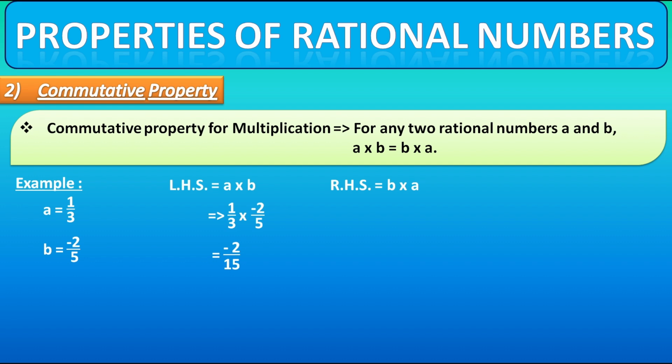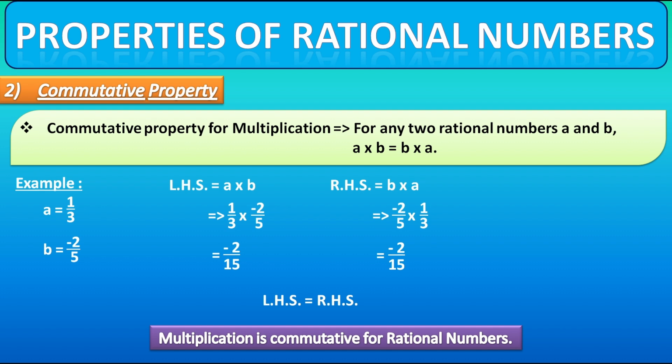Now let's check for RHS. First we write minus 2 upon 5 multiplied by 1 upon 3. Now minus 2 1s are minus 2 and 5 3s are 15. So I got LHS is equal to RHS. That's why multiplication is commutative for rational numbers.